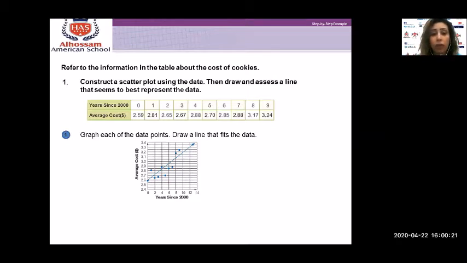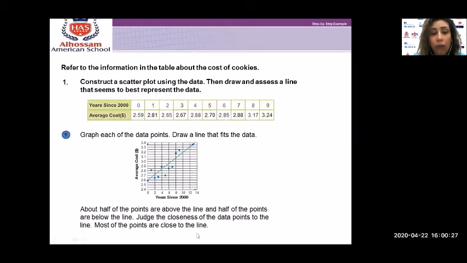How can I know that the line is the best fit? Let's see. About half of the points are above the line and half of the points are below the line. This is the first thing that tells us the line is the best fit. Then judge the closeness of the data points to the line. Most of the points are close to the line, so this is the best fit line for the graph.